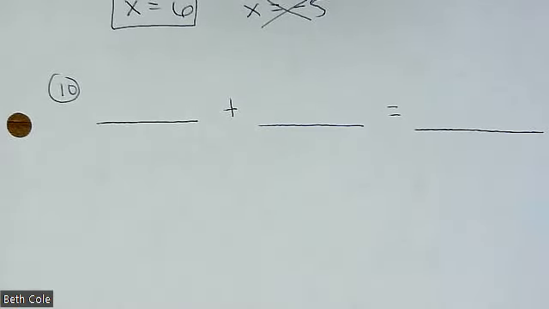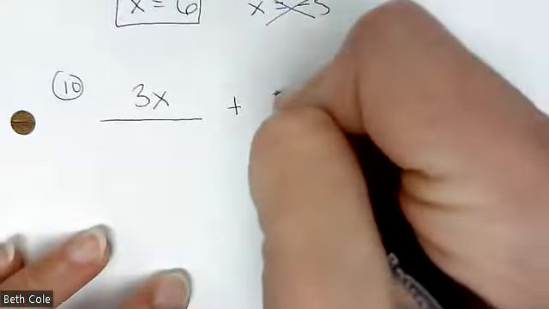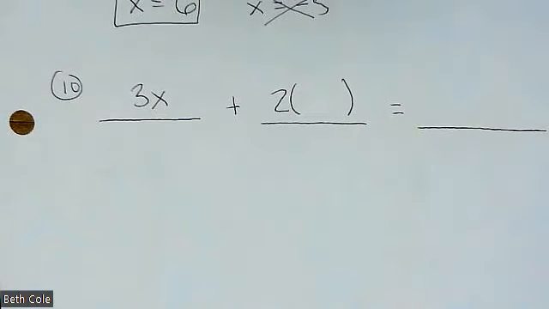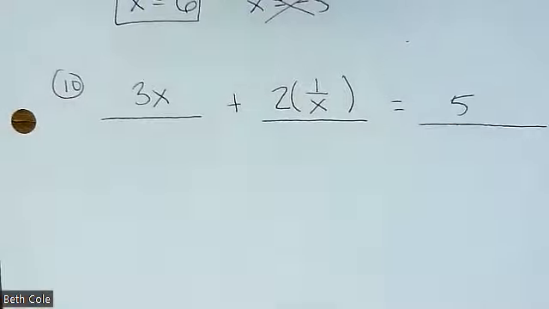3 times a number. How would you write 3 times a number? 3x, good. Plus, it says twice, so that's 2 times something, twice the reciprocal of the number. So remember, the reciprocal of 2 is a half. The reciprocal of 9 is a ninth. The reciprocal of the number is 1 over x. 1 over x is, and then what does it equal? Read it off your paper. 5, good. So we've got it set up.